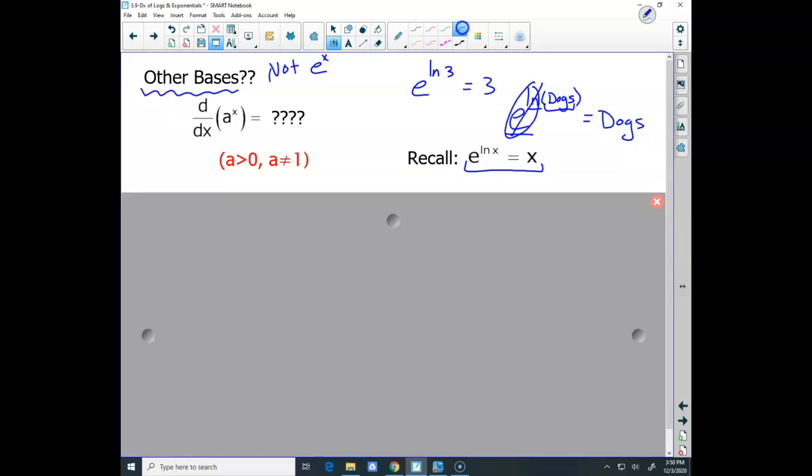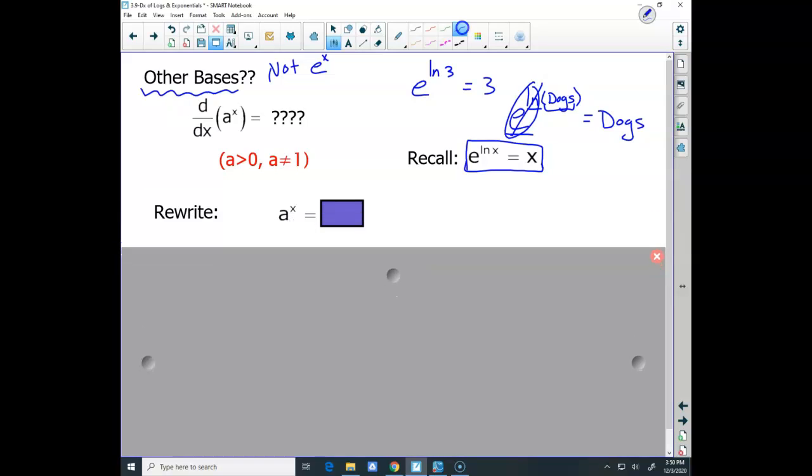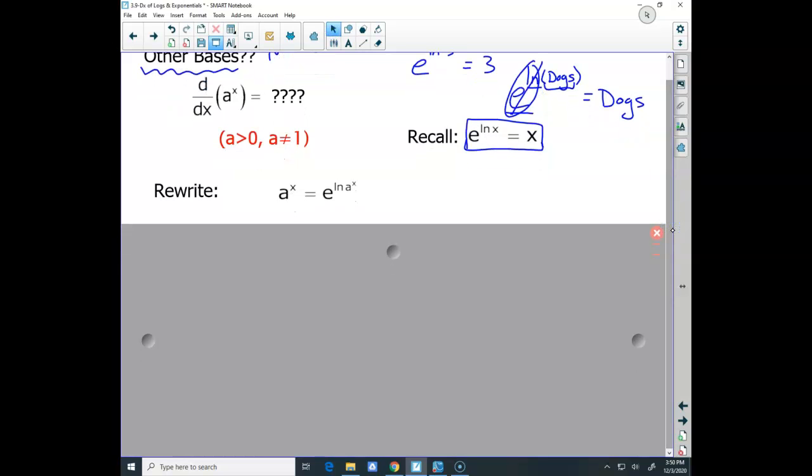So in order to find the derivative of a to the x, I'm going to be using this inverse property right here, okay? What I mean by that is I want to think of another way to think about a to the x, because I don't know how to take that derivative, but I do know how to take the derivative of an e to the x. So we are going to redefine that. And, well, if e to the ln dogs equals dogs, then a to the x has got to equal e to the (ln a) to the x, okay? So that's just using one of my inverse properties there.